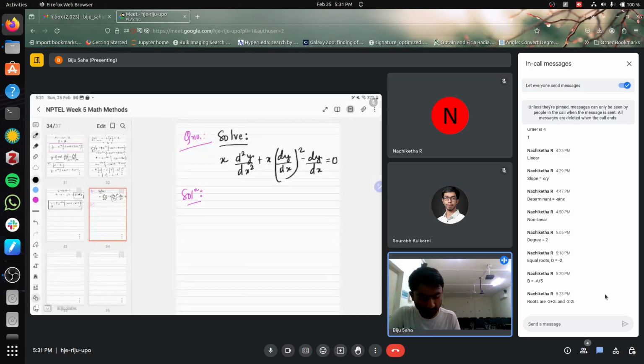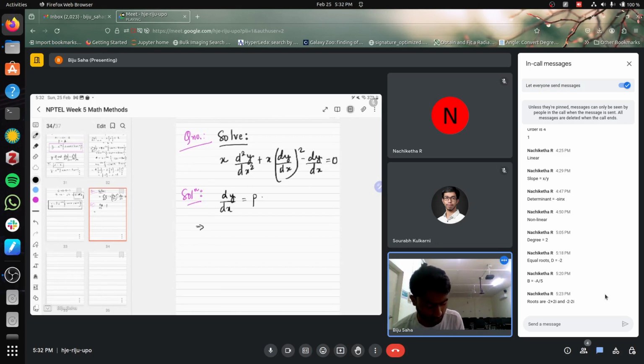So for this problem, you see the higher order term, that is (dy/dx) to the power square, is a term which makes it non-linear. So this is a non-linear differential equation. In order to remove the non-linearity, with that motivation, let us take dy by dx equal to some variable, let's say p.